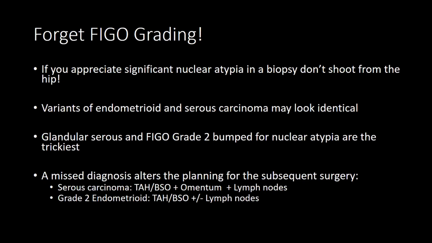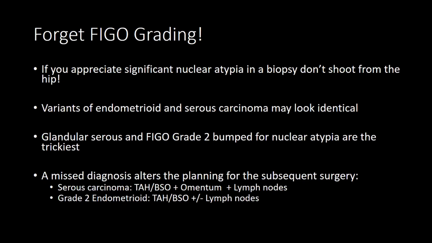I don't want you to bump to FIGO grade 2 based on nuclear atypia unless you have ruled out serous carcinoma, because there are variants that look very, very similar. And I've seen this mistake made time and time again, where an endometrioid carcinoma is quote unquote bumped and it turns out to be serous.